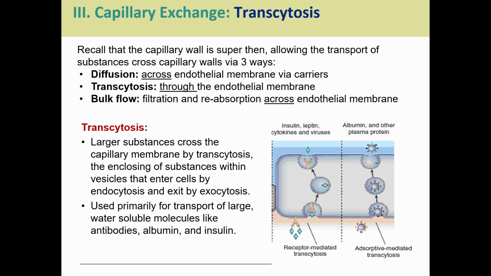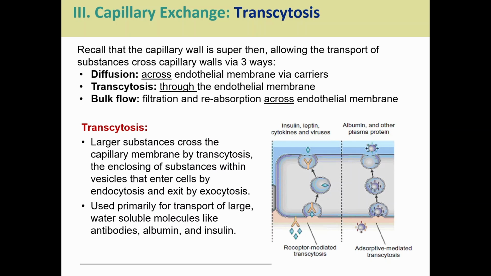So remember, the capillary wall is literally just one cell thick, which means there's a couple ways we can transport stuff. One is diffusion. We just transport from one side to the other through that single cell. Normal diffusion through carriers. Transcytosis, where we go through the endothelial membrane, and then bulk flow, where we filter and reabsorb across the endothelial membrane.